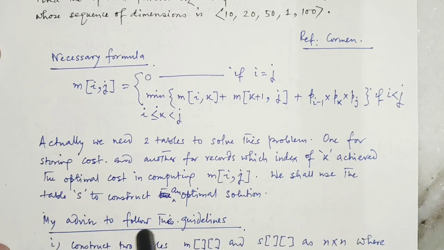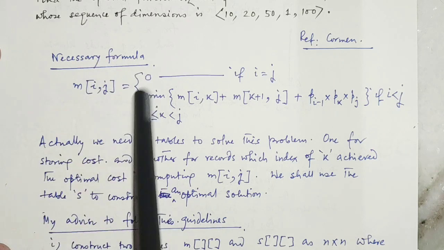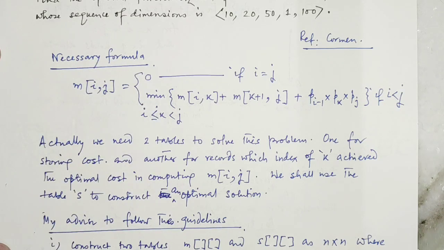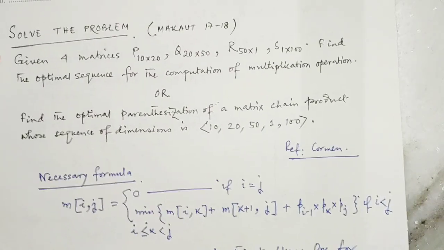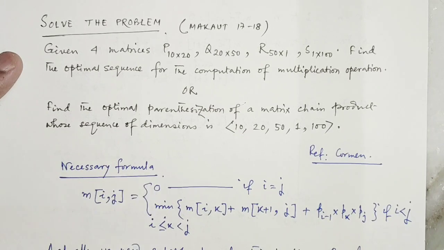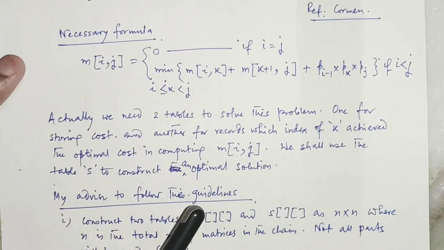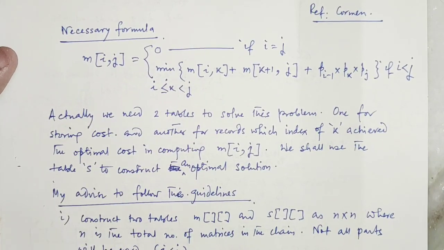So we shall use the table S to construct an optimal solution. Along with M there will be another table. Using S, that means the second table, you can find the optimal solution. That means you will find the parenthesized sequence. In this chain there are 4 matrices where the parentheses should be given. From S, that means from the second table, you can identify it.